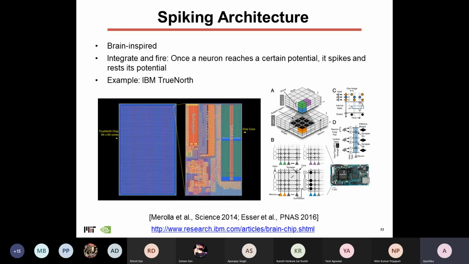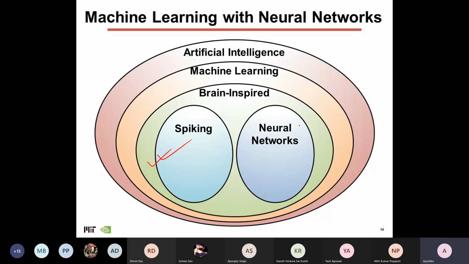In the spiking network, this neuron reaches a certain potential and it spikes and it resets. So this reaching up to a potential and resetting the potential is the main feature of the spiking architecture. But we are not discussing it much because in our case we will focus on this neural net component, where we will talk about CNN.